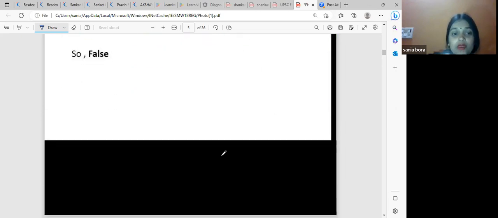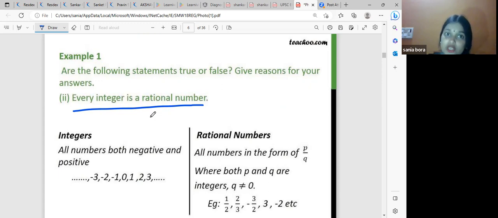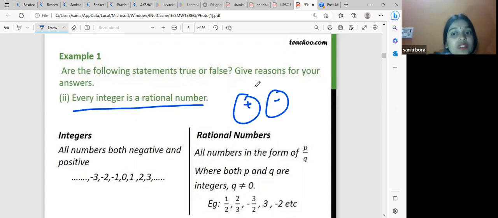Now coming to the second one. The second one is every integer is a rational number. Now the question is, ma'am, what is an integer and what is a rational number? So whenever you get integers, it means you are going to include everything. You get positive numbers, you get 0, and you get negative numbers as well. So integers are basically the positive numbers, the negative numbers, and the 0.